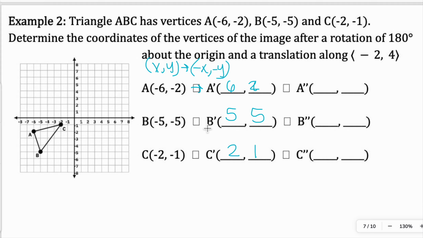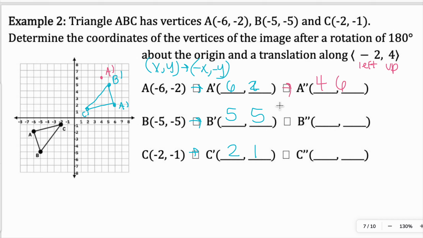So let's go ahead and plot those new points. So (6, 2) is A prime, (5, 5) is B prime, and (2, 1) is C prime. So here's my first transformation. And then I am translating along <-2, 4>. So that is left 2 and up 4. So let's start with point A. Left 2, 1, 2, up 1, 2, 3, 4. A prime is now going to end up at (4, 6).